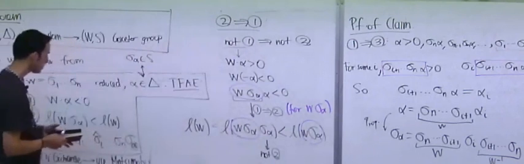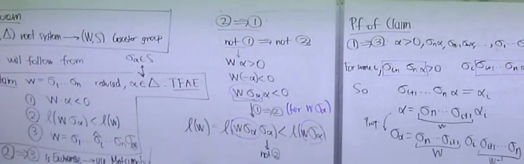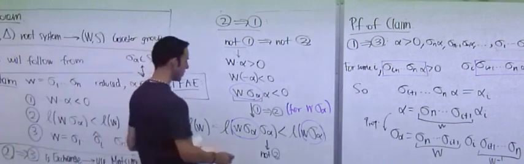And so you see that really the work was done in the step 1 implies 3, and then everything else just kind of follows from that. And there it is. There you have it. There's our wonderful theorem.